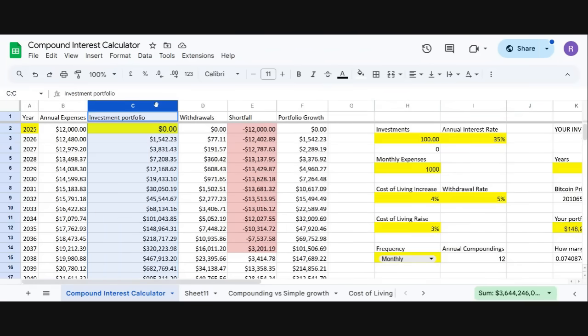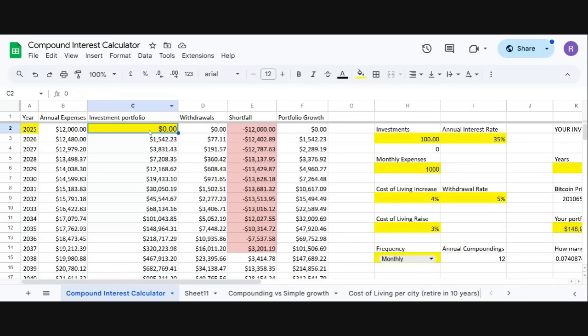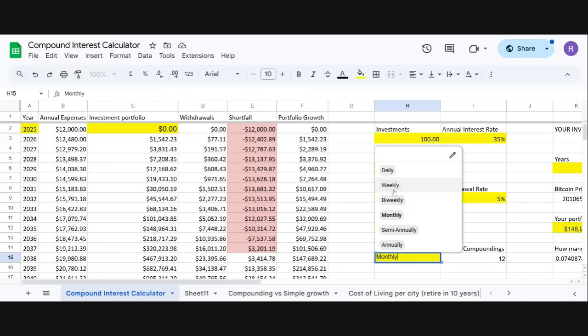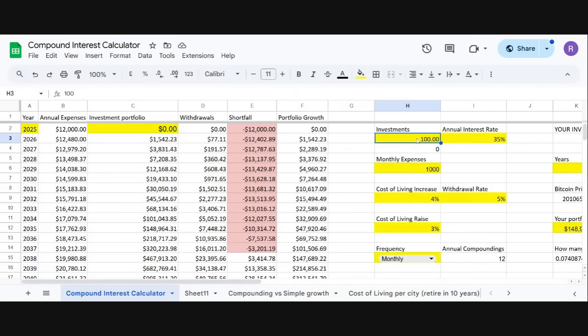The next column here is column C, investment portfolio. You can change this first number here. It's in yellow. So you go to $10,000. You can put in whatever number you are at right now. But if you don't do that, you can also contribute to your portfolio. Your investments are based on however many dollars you put in every single month, every single year, every single day, every single week, whatever you want to do. So you can change this. Let's say you go to $250 per month.